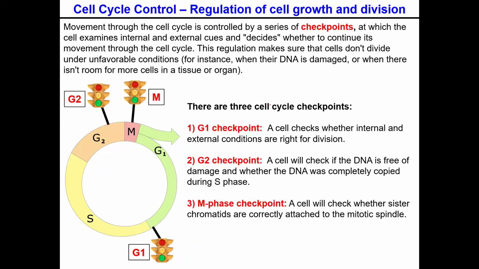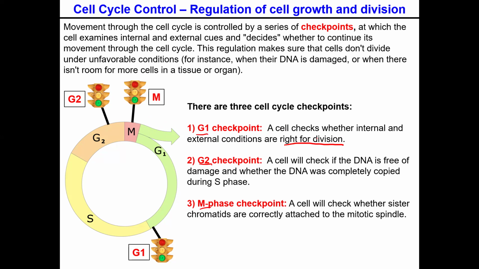As we're going through these phases, each portion is going to have a checkpoint because it's vitally important to make sure that everything is going as planned so we don't have any issues down the line. So we do have 3 checkpoints. Just like the previous slide where we had those gap phases and synthesis phase, you can see that we have those checkpoints. We have our G1 checkpoint, our G2 checkpoint, and then our M phase checkpoint. In our G1 checkpoint, all cells check whether internal and external conditions are right for cell division.